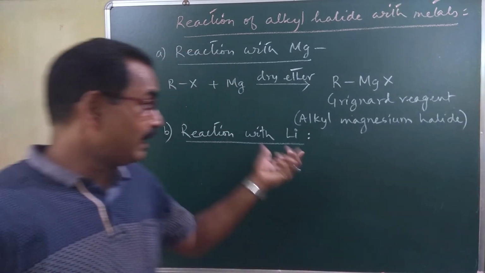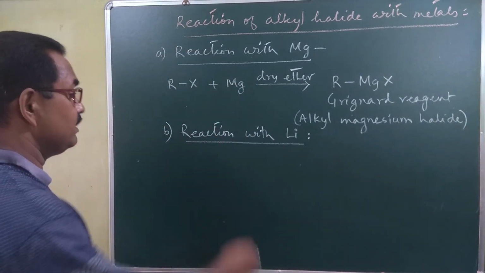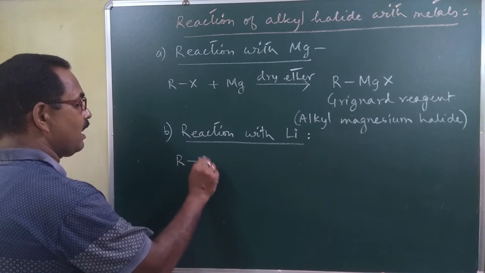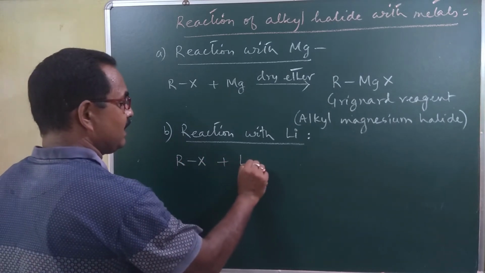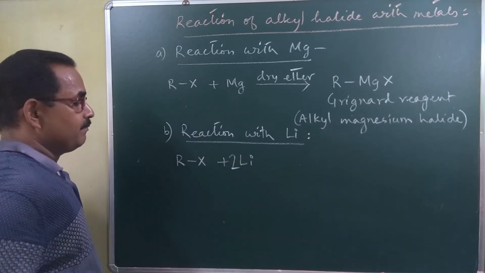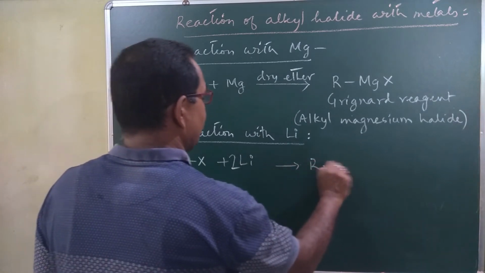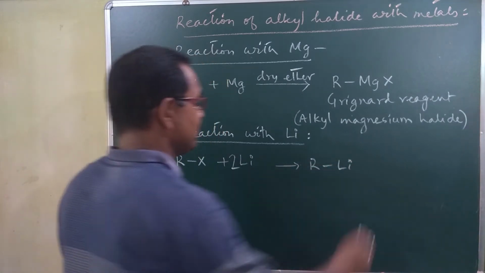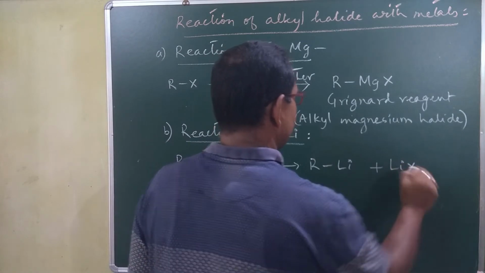Now we will learn how alkyl lithium is produced. Look, RX plus Li, this will give you RLi, alkyl lithium, plus LiX.